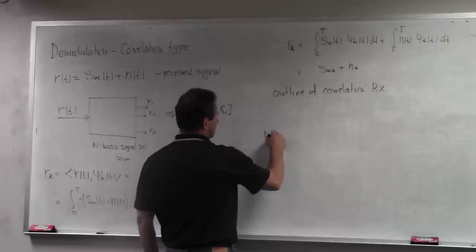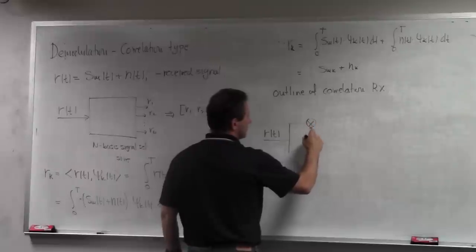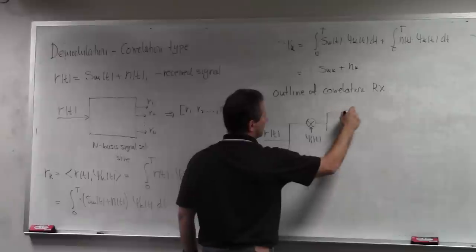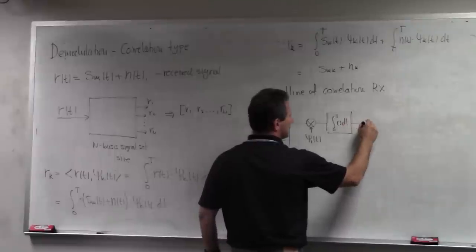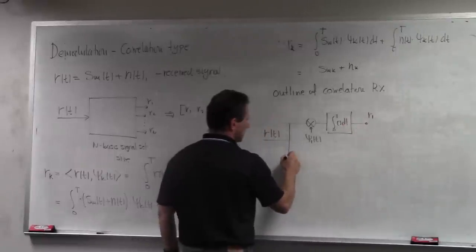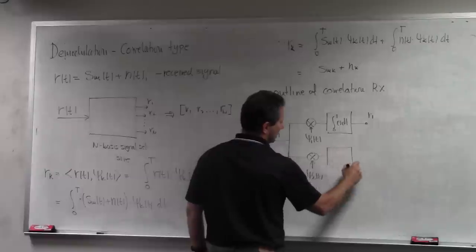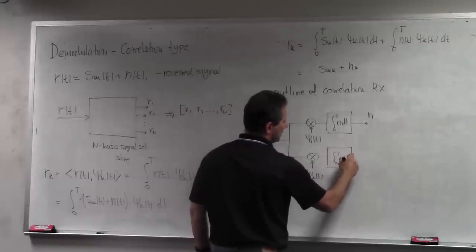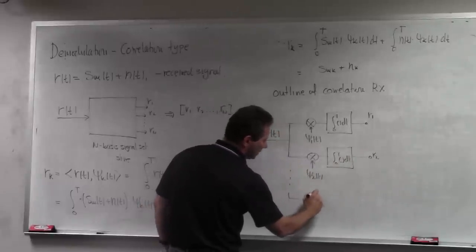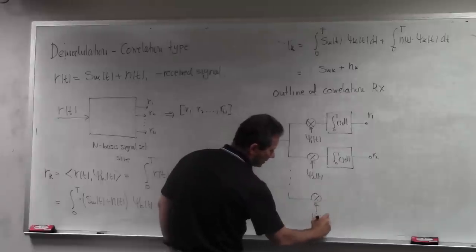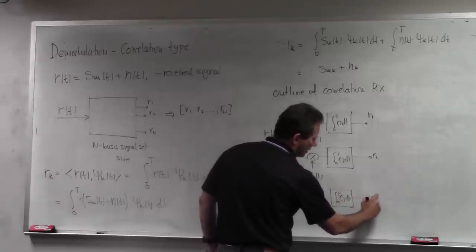Will be something like this. I have r of t, multiplied with psi 1 of t, and then I have to integrate from 0 to T dt, and sample at the end to get my R1. And then I have another branch where I have psi 2 of t, integral from 0 to T dt, to get R2. And as long as I keep on going, for how many? N. Psi n of t, integral 0 to T dt, R n.